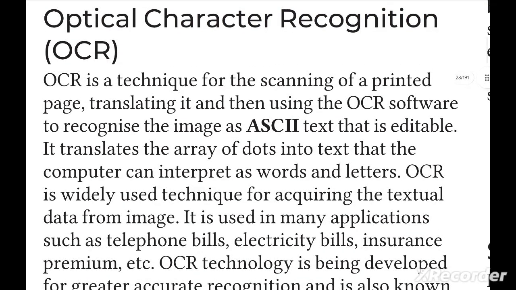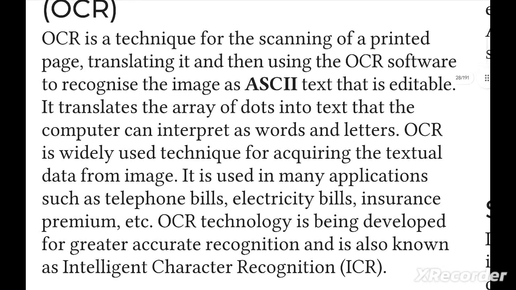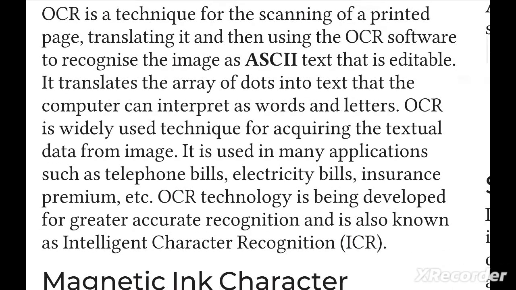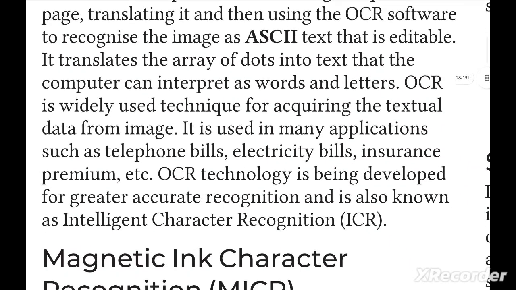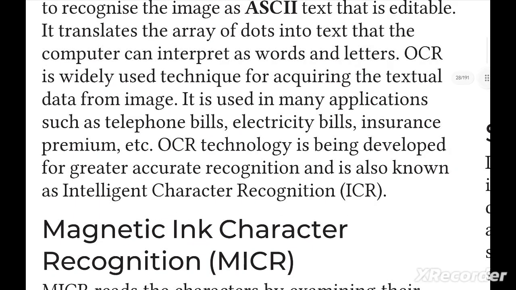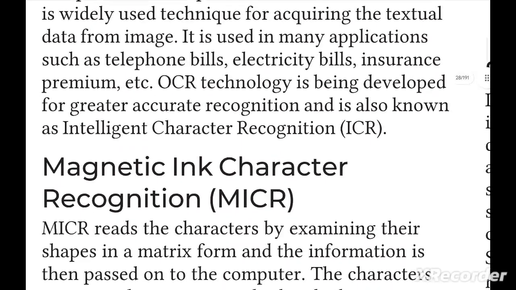Optical character recognition is a widely used technique for acquiring the textual data from an image. It is used in many applications such as telephone bills, electricity bills, insurance premium, etc. Optical character recognition technology is being developed for greater accurate recognition and is also known as intelligent character recognition (ICR).